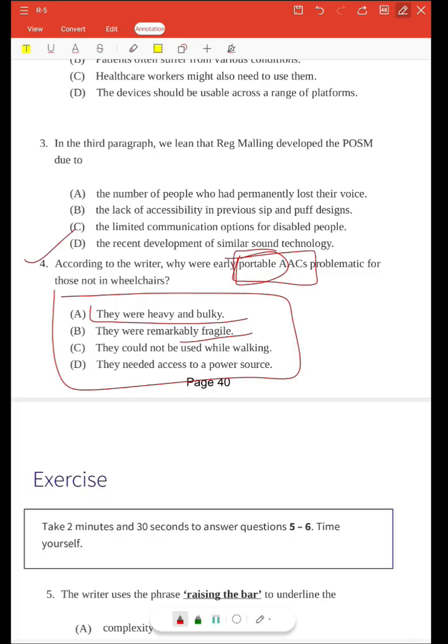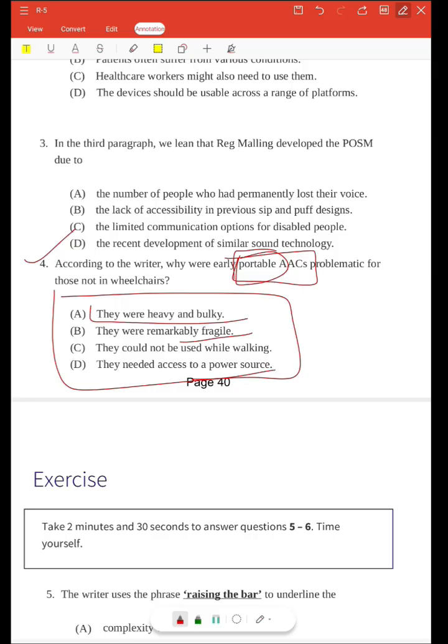So this means that portable AACs are not that helpful while walking. They needed access to a power source. So this means portable AACs need a power source. So while you are walking, you cannot carry that.